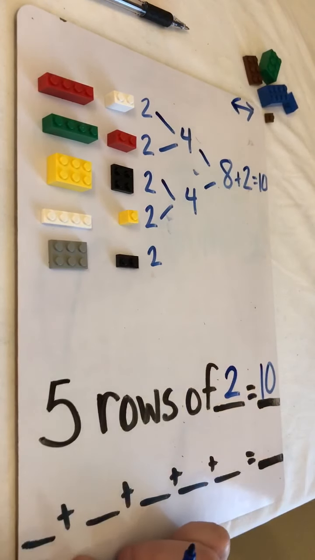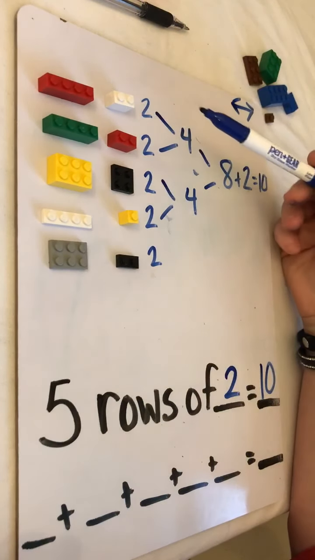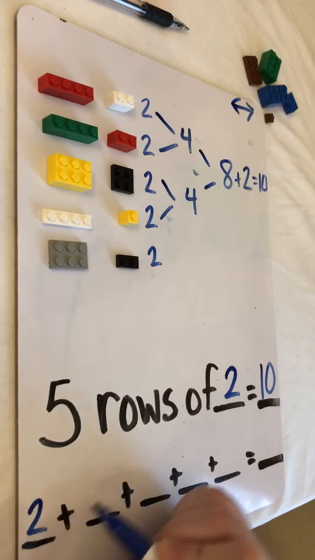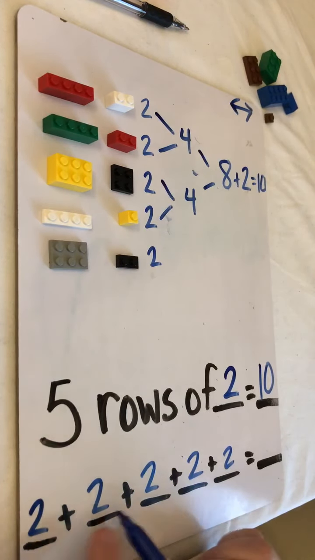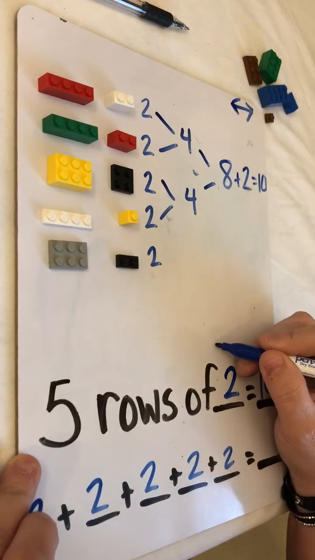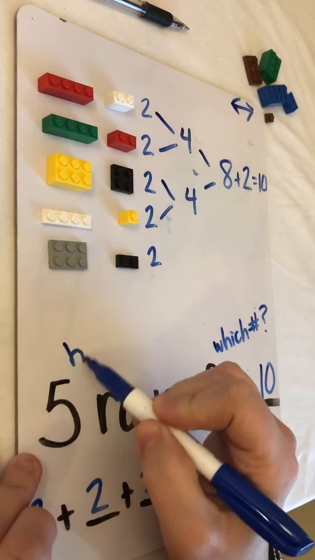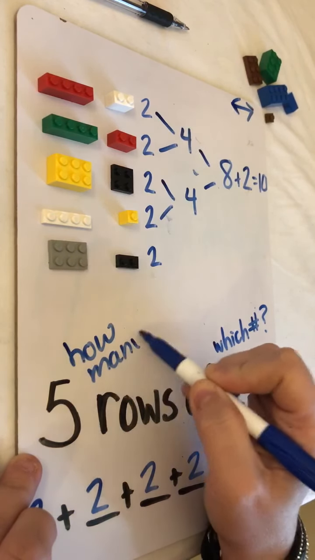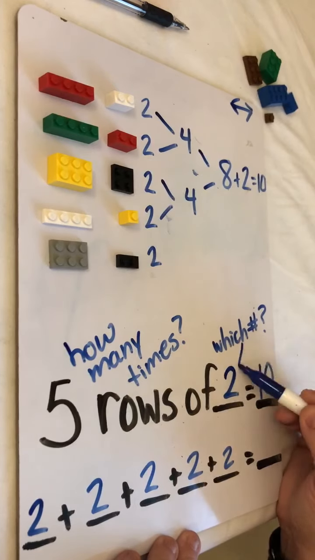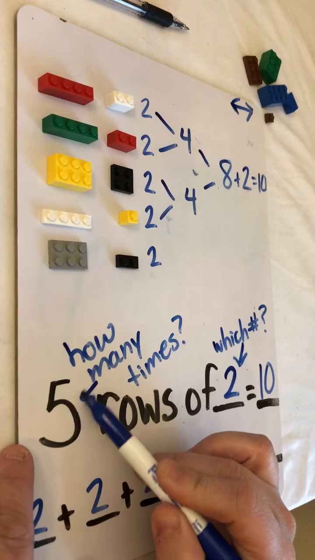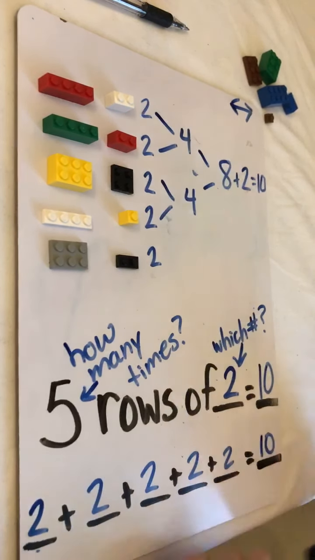All right. Now, what's the repeated addition? What number is repeated over and over and over again? What do you see over and over and over? Oh, 2, 2, 2, and 2. So 2, 5 times. This part is which number, and this is how many times we're doing it. Okay, how many times? Which number? Oh, 2. How many times am I going to write it? 5. 1, 2, 3, 4, 5. And I already know that equals 10.